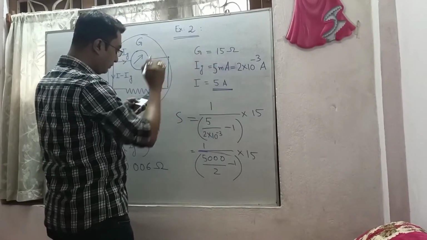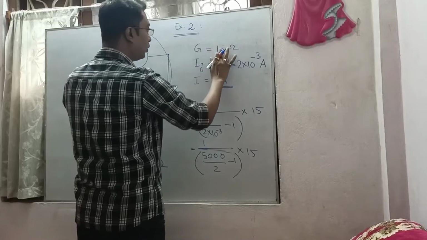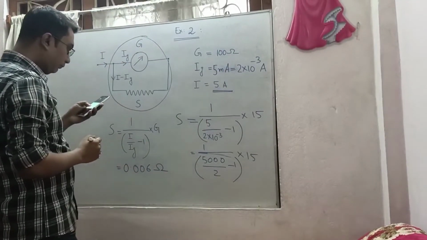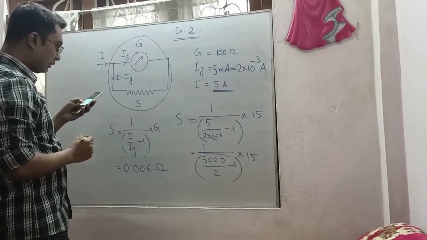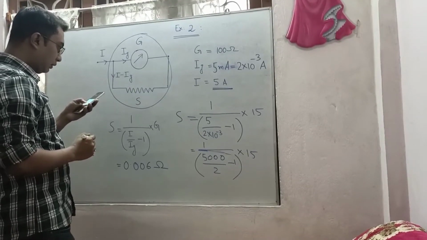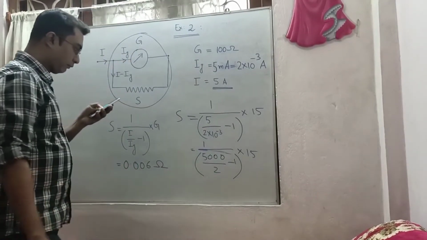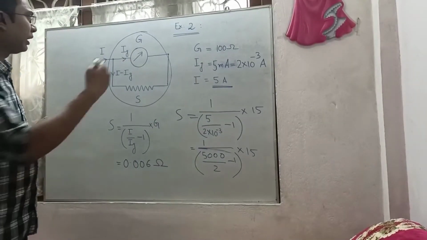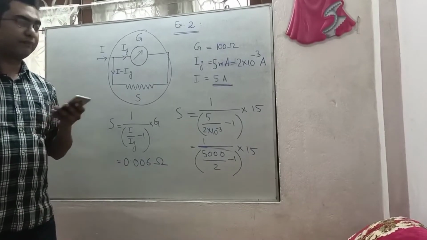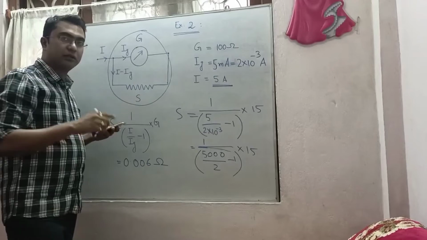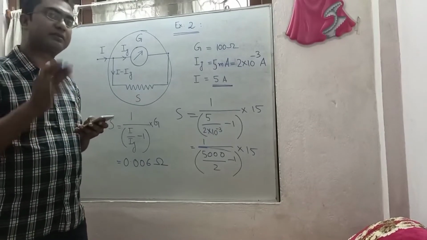The value of the resistance of the ammeter is 100 ohm. So now G here is 100 ohm. Now we have to convert this ammeter into a higher range to measure 5 ampere again. The problem is similar to the earlier one. Earlier we converted a galvanometer into an ammeter, but in this case the range of the ammeter is being increased by the same method.